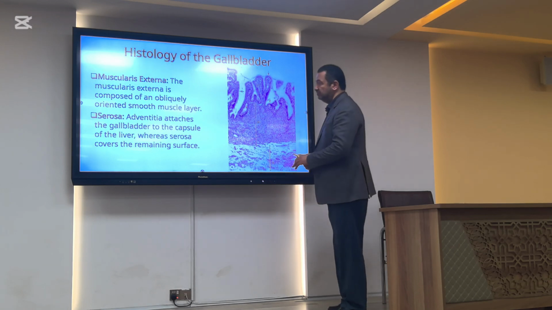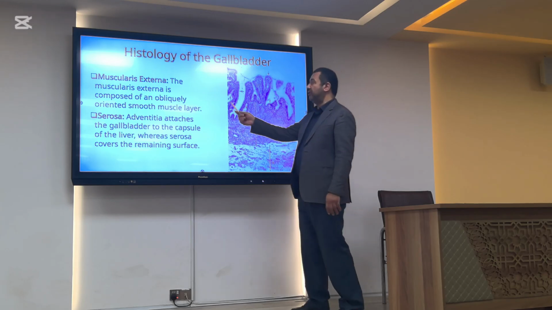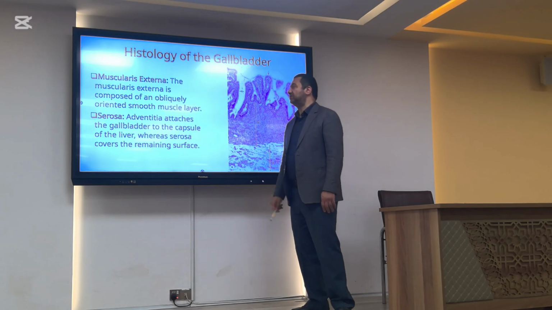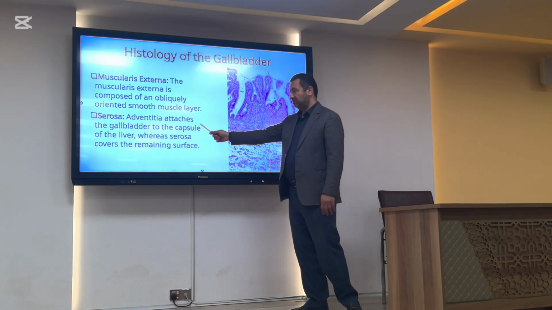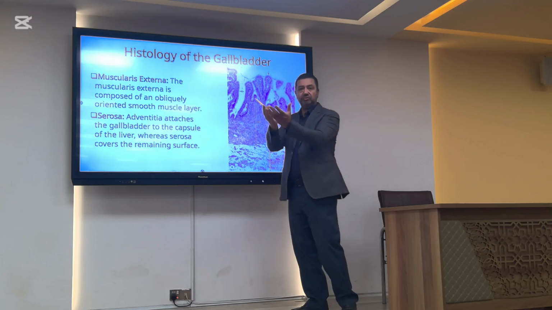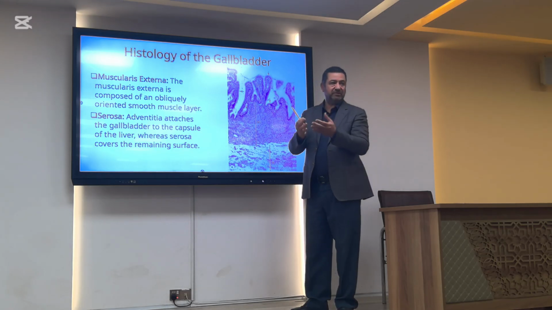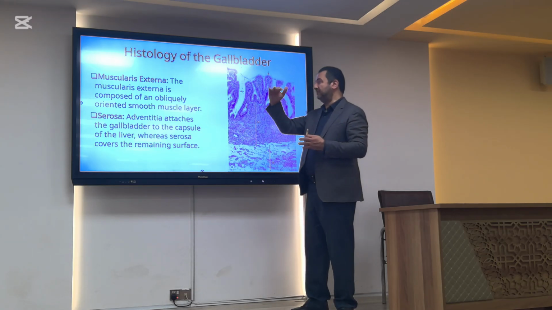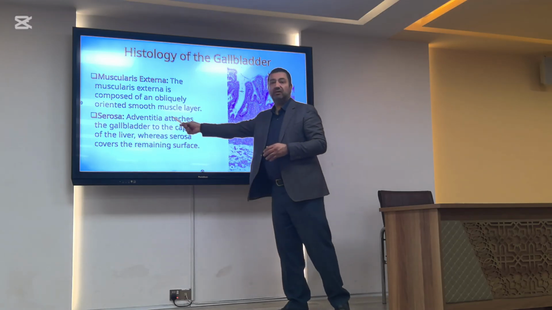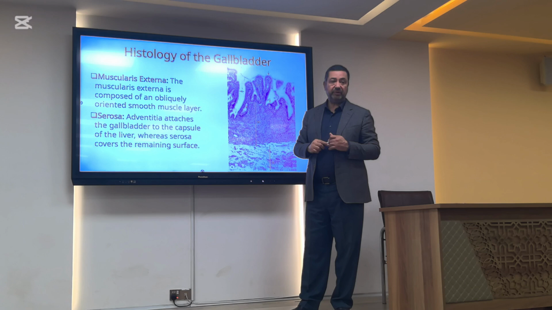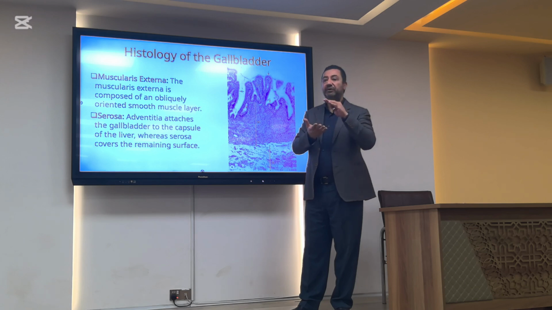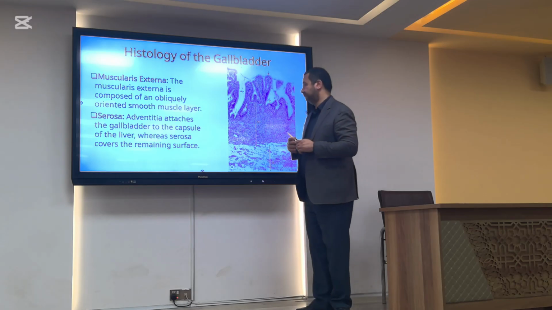The muscularis externa is composed of an obliquely oriented smooth muscle layer. Here is the muscular layer, and serosa is attached to the inferior and lateral surfaces of the gallbladder. The superior surface of the gallbladder is lined by adventitia because it is attached to the inferior surface of the liver and has no peritoneum.